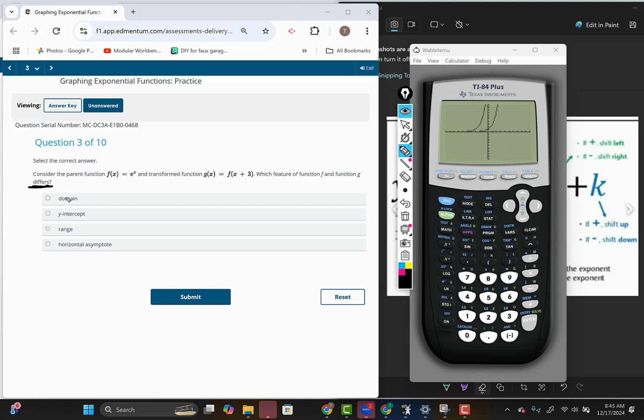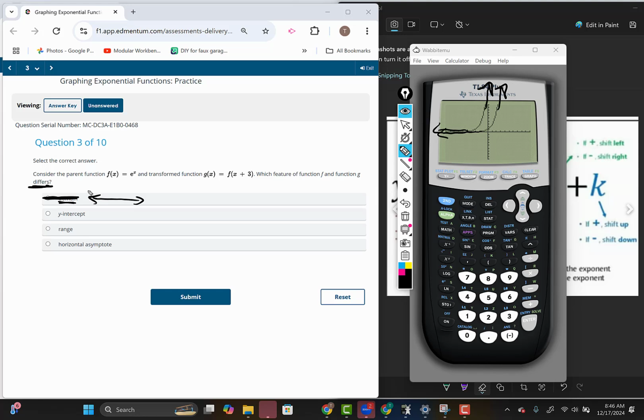So domain are the x values that are covered in this graph. So it's how far left and right a graph goes. Well, we can see both of these graphs, if we extended them, are going to the left forever, and they're going up and to the right forever. So the domain is the same for both of these. It's not going to be it.